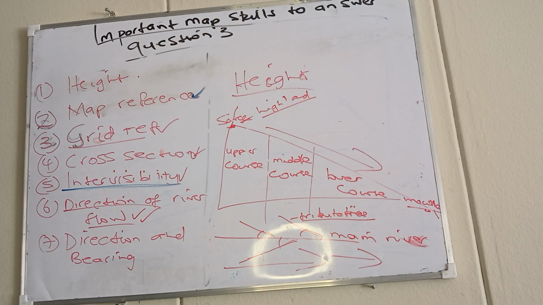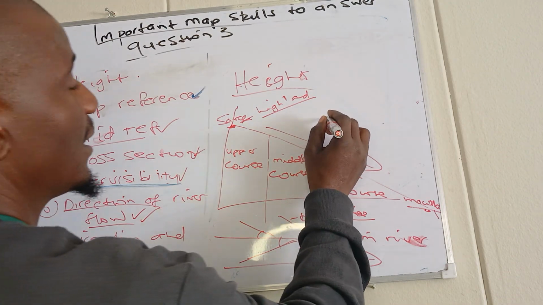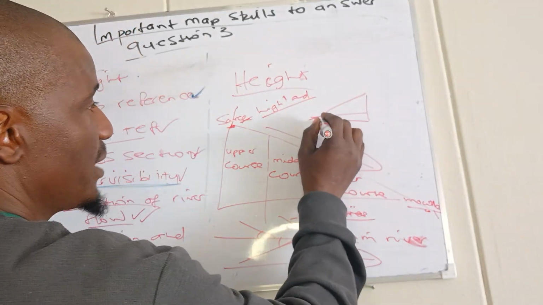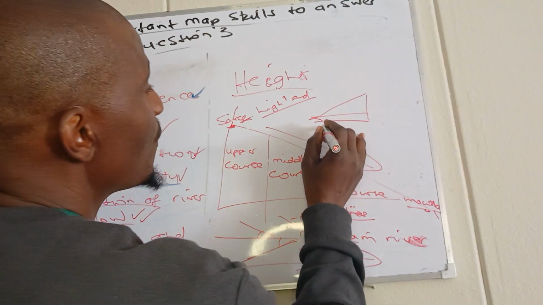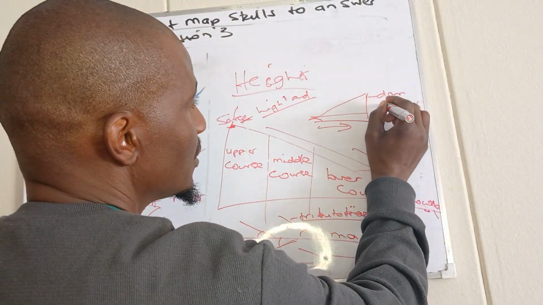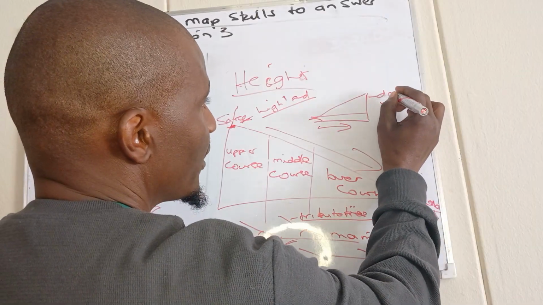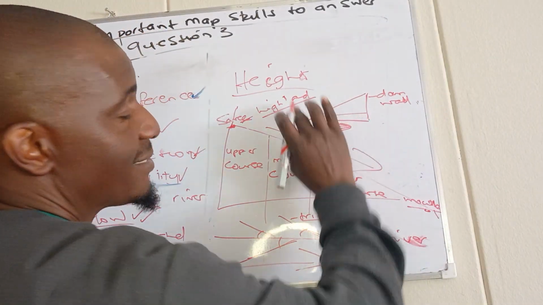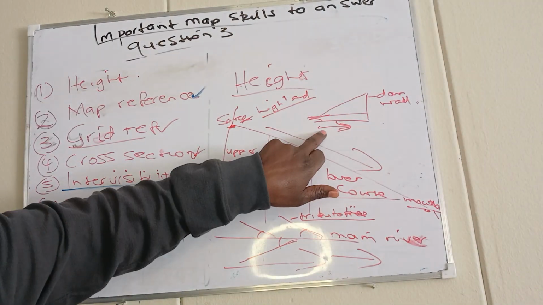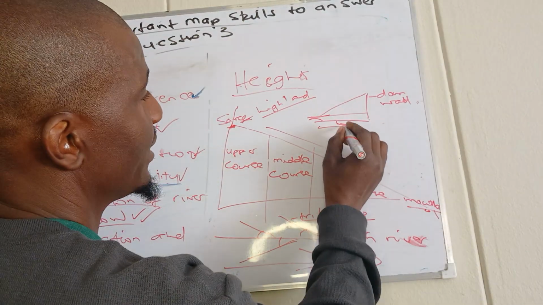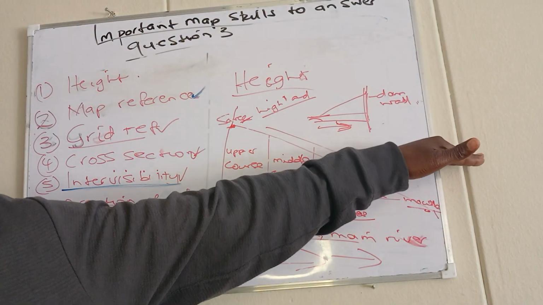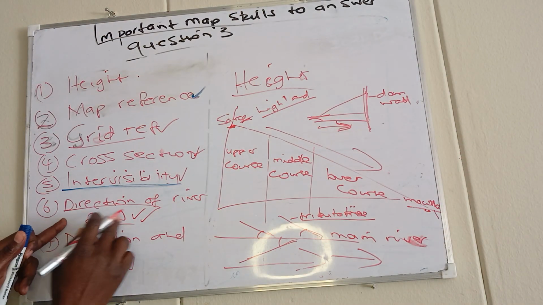Then the other way that you can determine the river flow is to look at your dam. This is your dam. So the river will flow towards the dam wall. This is the dam wall. So you can check the direction in which the river is flowing by looking at this direction. The river will flow towards the dam wall, which means the river is flowing towards the east. So you can also use that to find the direction in which the river is flowing.